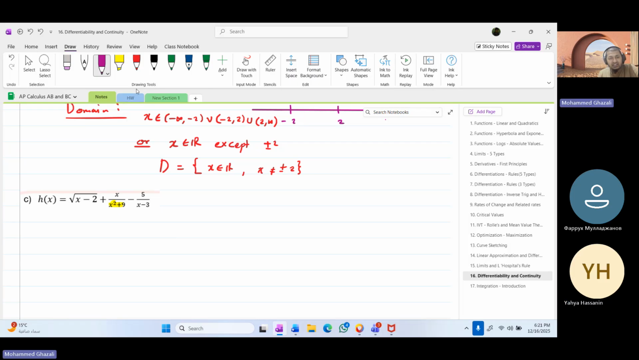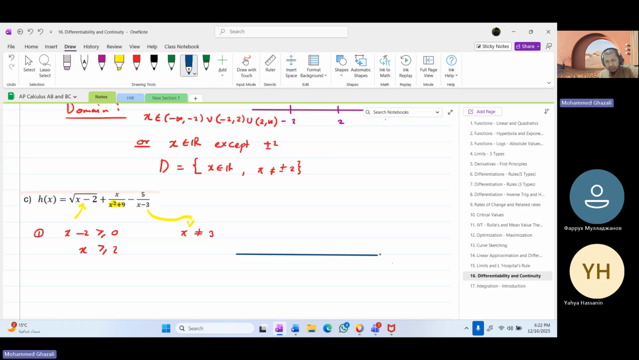So first, you went straight to the denominator. You're supposed to start with the square root function. Everything under the square root must be positive. So first, x minus 2 must be greater than or equal to 0. So x must be greater than or equal to 2. That's the first part. Then the second part is x cannot be 3 from this function. Now put everything together on the number line and then solve it. Easy.